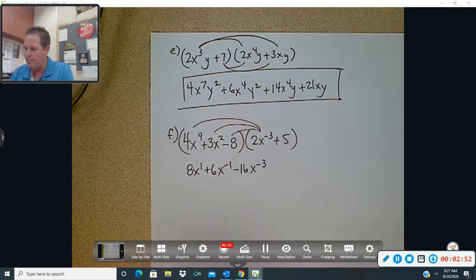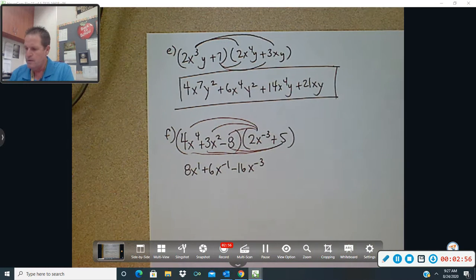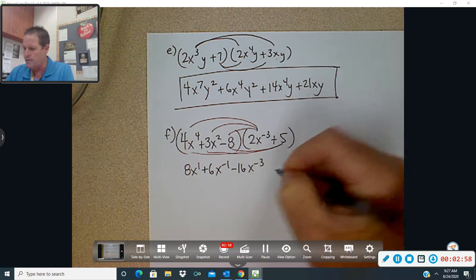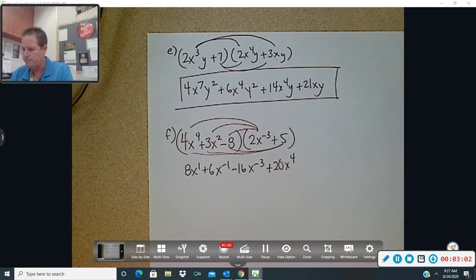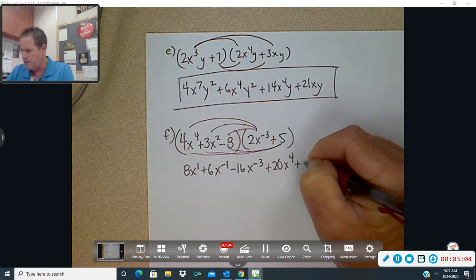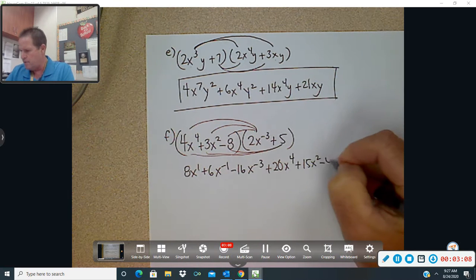Now I want to go ahead and multiply the 5 with all 3 parts in here. So the 5 with all the parts is going to make plus 20x to the 4th, and then plus 15x squared, and then minus 40.